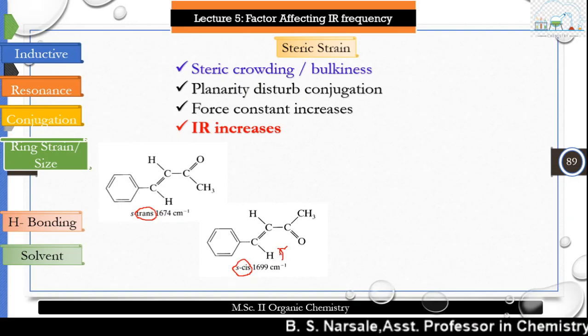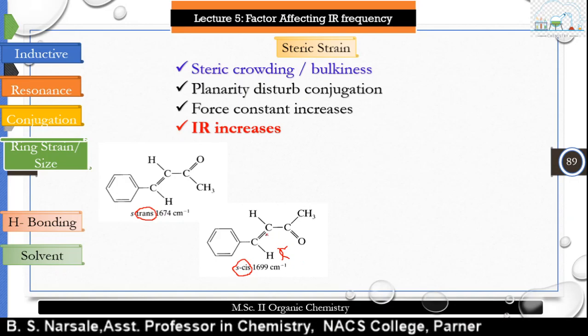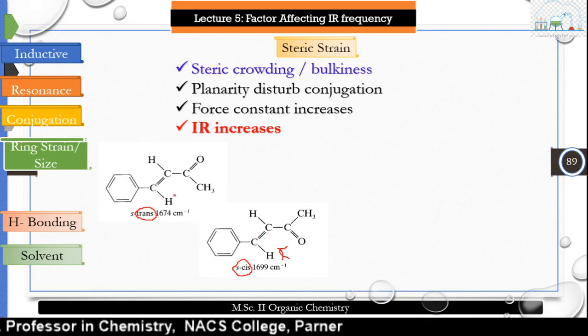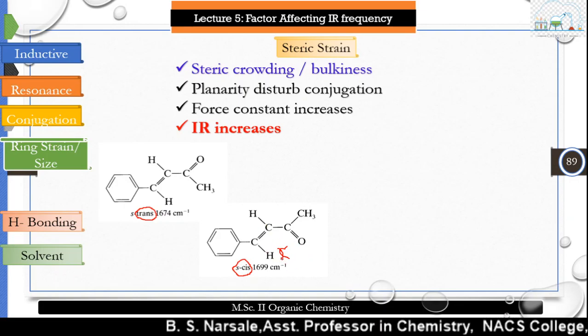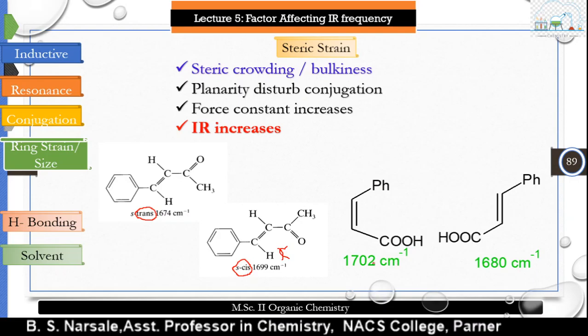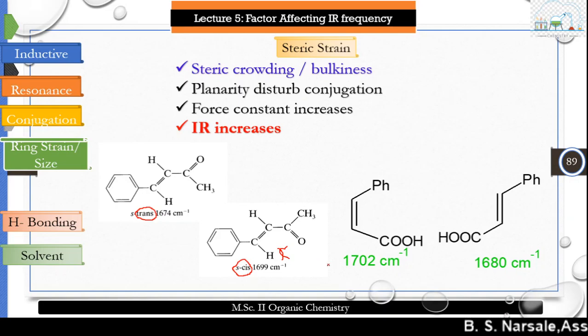If there is steric hindrance, the force constant is going to increase and the IR value will increase. While if two groups are away from each other, there is less steric hindrance and less IR absorption. That means the planarity will be disturbed if steric hindrance or steric strain is present. If you take cinnamic acid, cis has 1702 and trans has 1680. That is, the trans conformer has lower absorption as compared to the cis conformer.